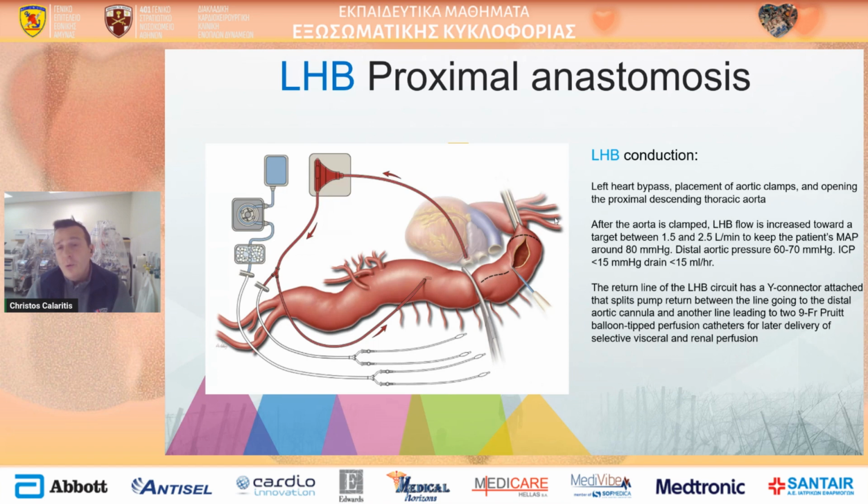Obviously, I'm not going to go into the anesthesia techniques, but you will need 2 arterial monitoring lines, one for the proximal side and one for the distal aortic pressure as well. The return line of the left heart bypass circuit has a Y connector attached that splits the pump return between the line going to the distal aortic cannula and another line leading to 2 9 French Pruitt balloon-tipped perfusion catheters for later delivery of selective visceral and renal perfusion.